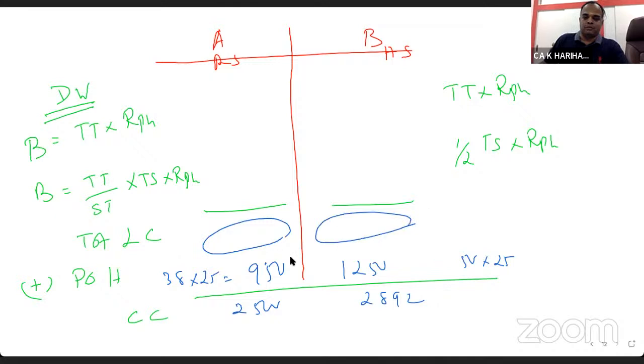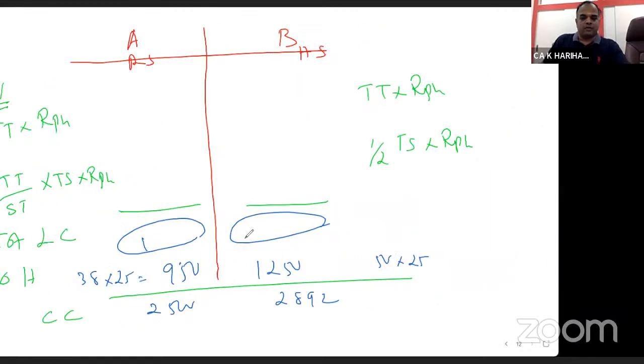Balance is the labor cost. What about the balance labor cost? Out of 2,500, 950 is gone, so the balance is 1,550.